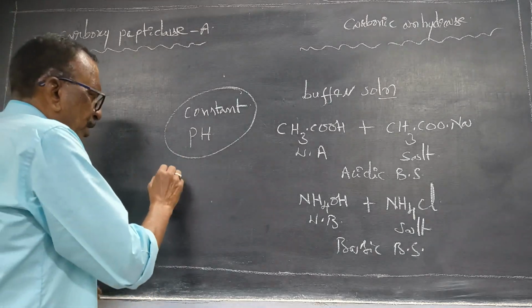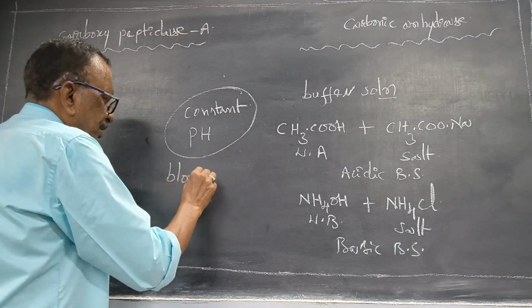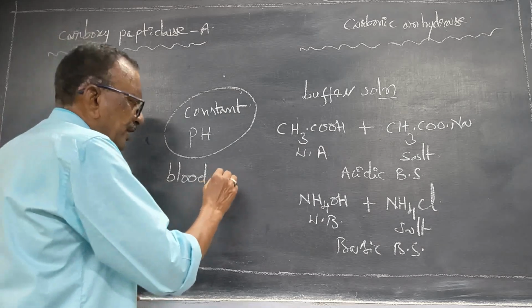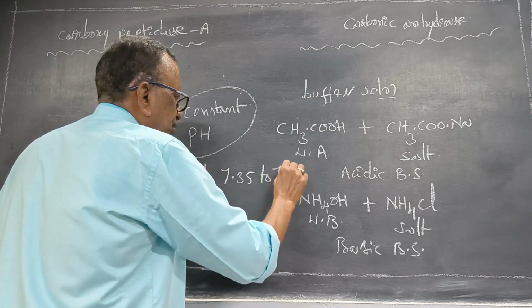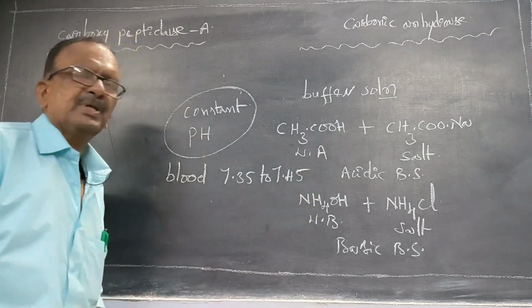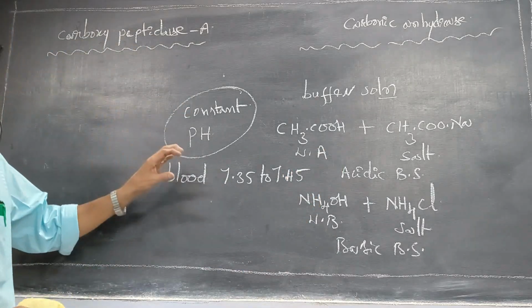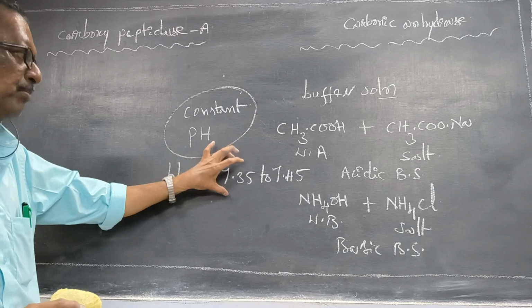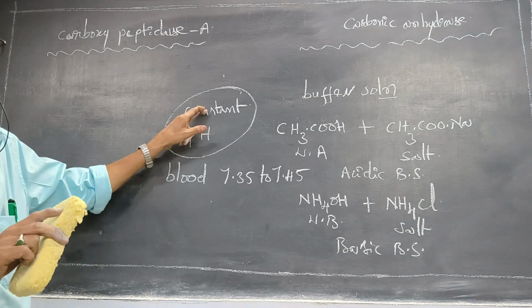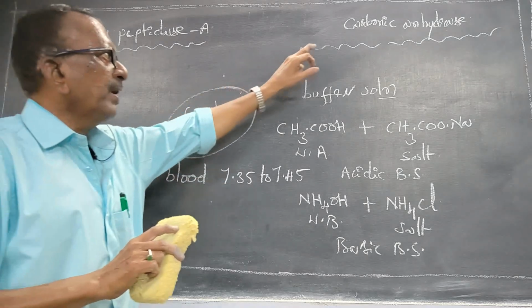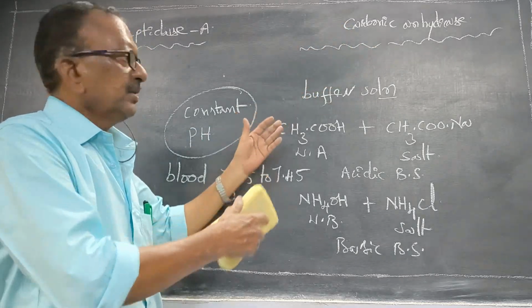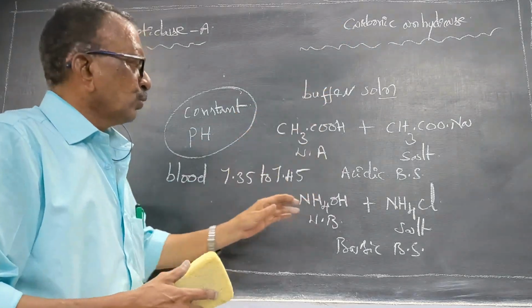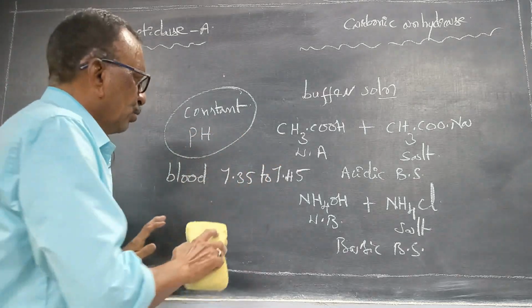We want here blood. It is having a pH range of 7.35 to 7.45. This is the pH range of blood. This must be maintained constant. So this function is done by this carbonic anhydrase. How? That we will study later. So this is the information we want here.